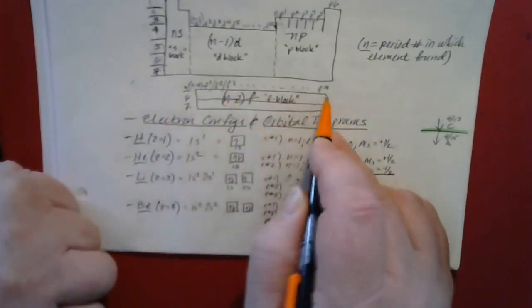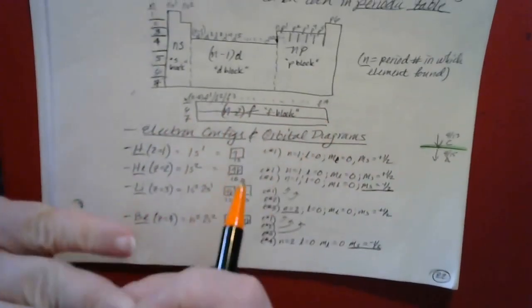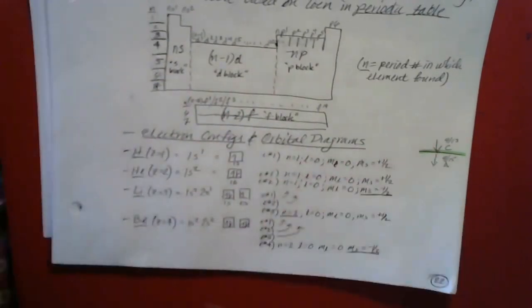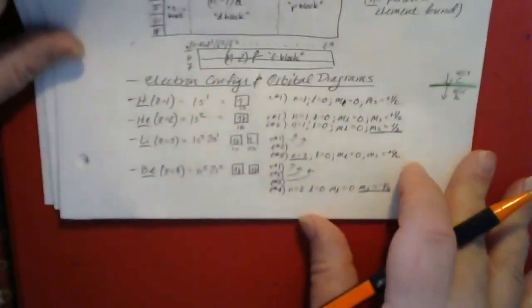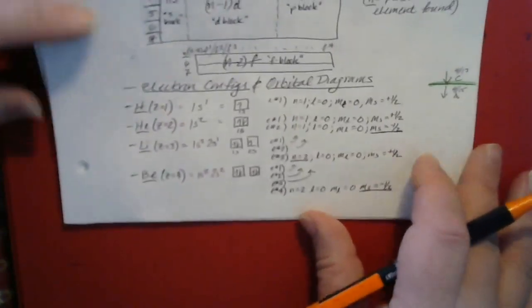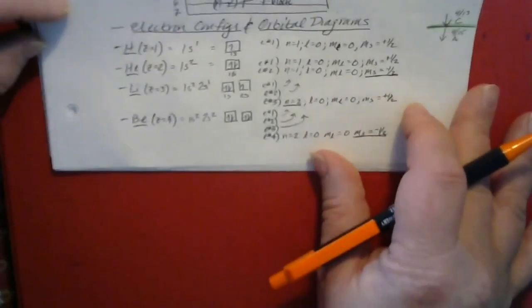Again, there are 14 elements in each row of the F block because there are 7 F-type orbitals in each shell that has them, and they can each accommodate 2 electrons. So that's 14 electrons possible in the F orbitals for any given shell. Okay, that was a quick review of what we did at the end of the last lecture.